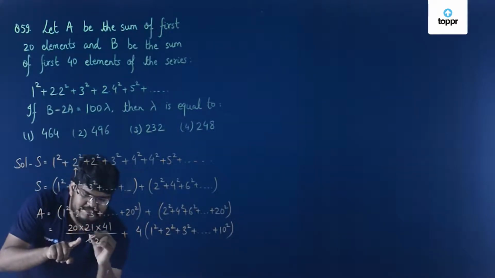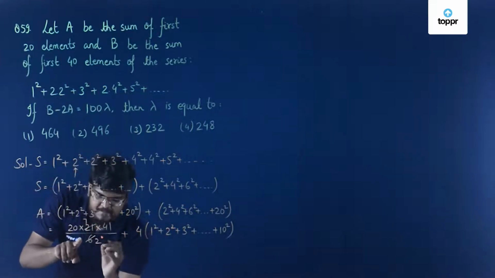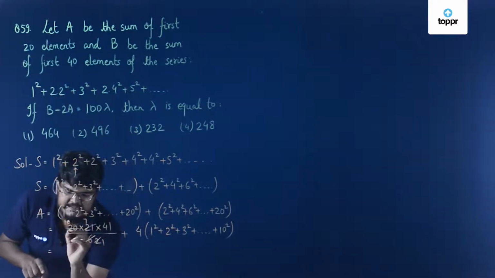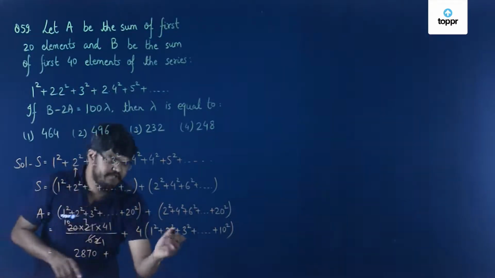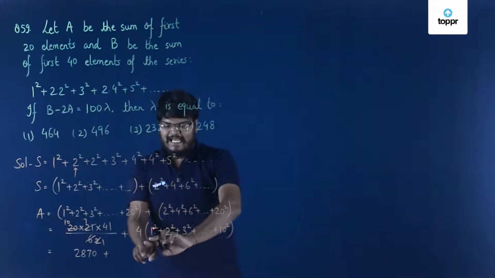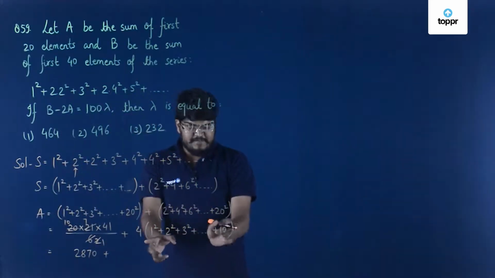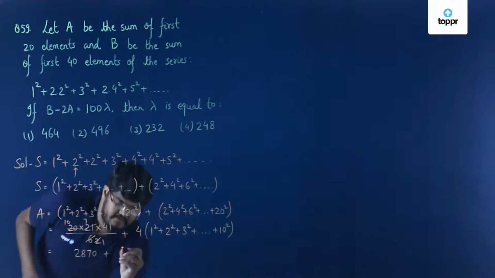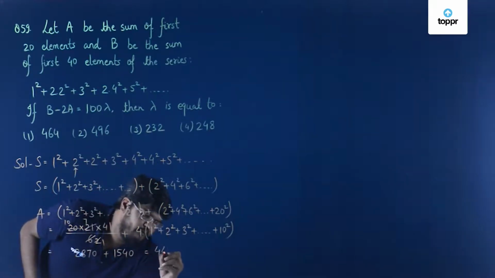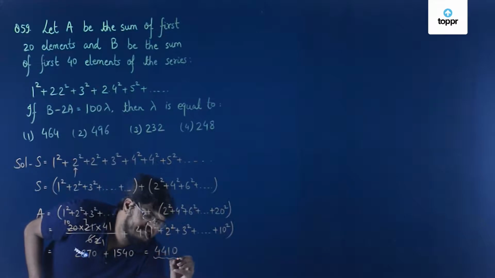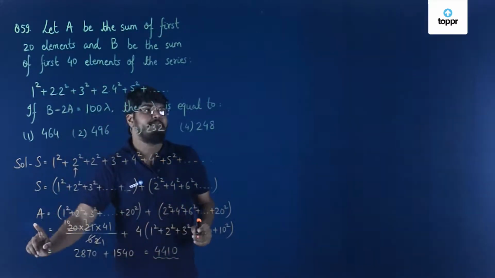So let's cancel this out, make it 7 from the table of 3 basically. This 1, this is 10. This will become 2870, plus when you will solve it, 4 times n into n plus 1 into 2n plus 1 by 6, where the value of n is 10. So when you will solve this, you will get 1540, which will become 4410. So this basically is your value of A.